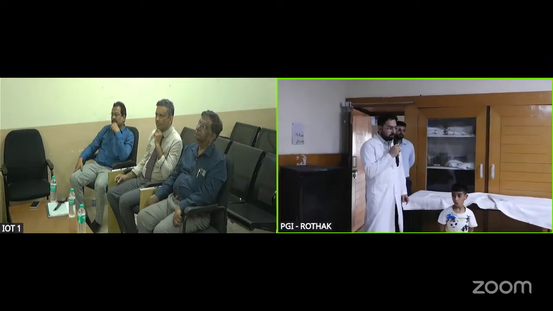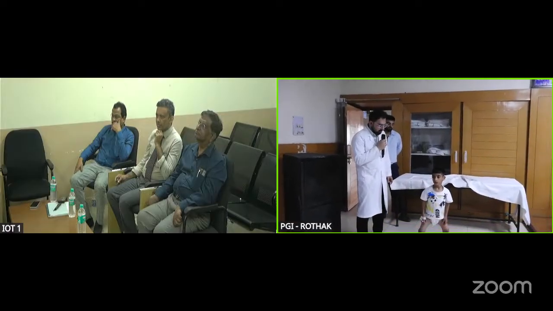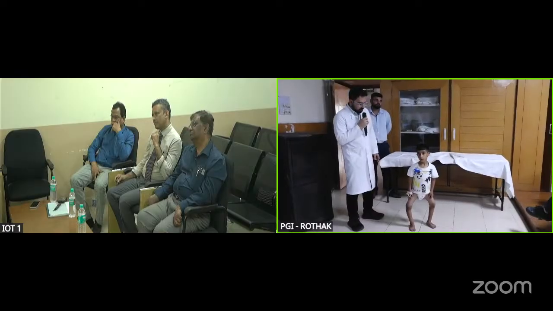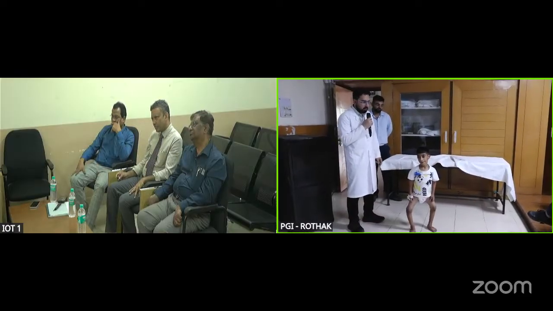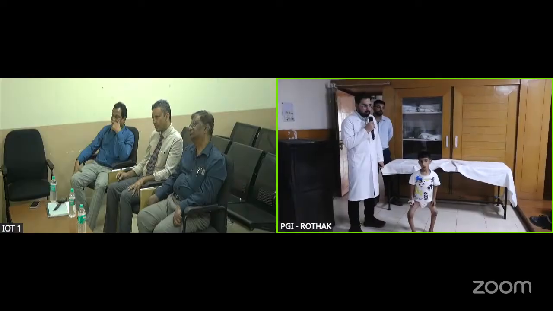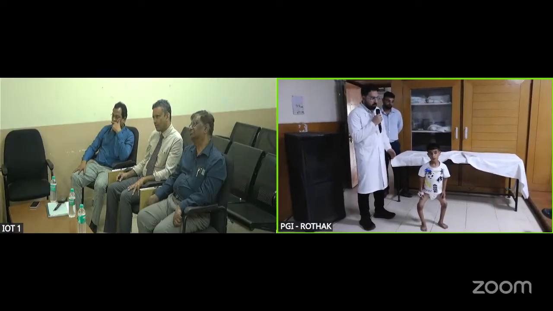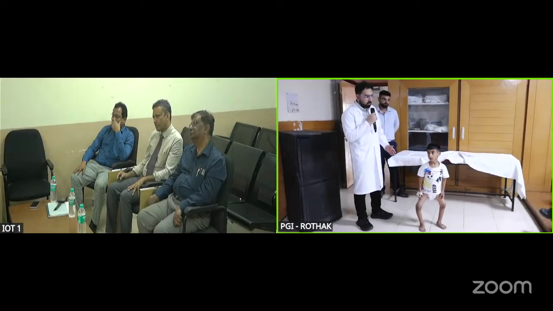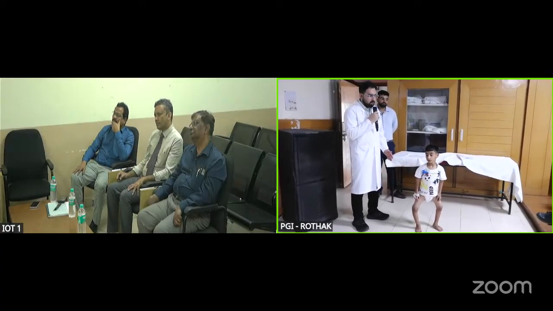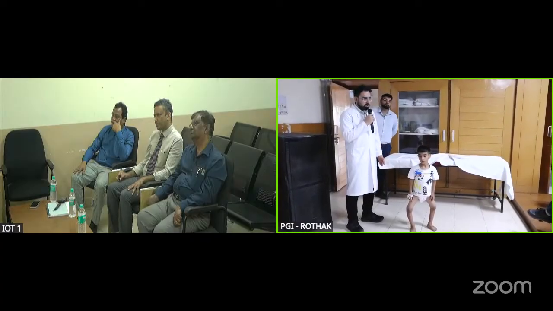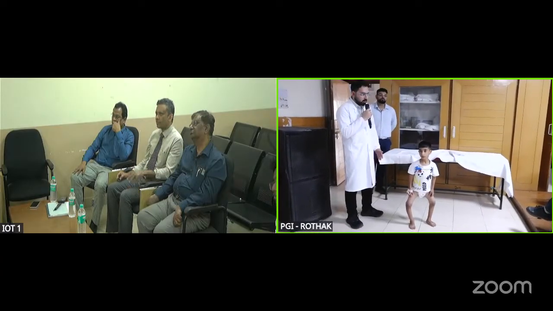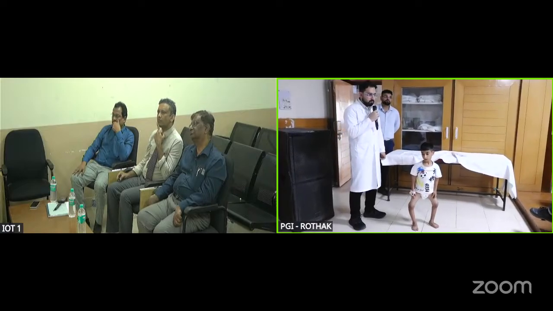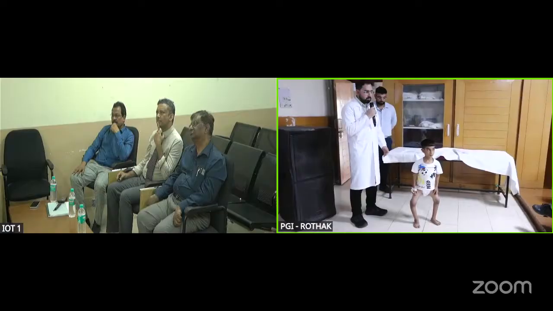On general examination, the patient appears disproportionately short-statured with the hands coming to the proximal thighs. Why are you telling it is disproportionately short? Sir, the upper trunk seems significantly longer than the lower trunk. Normally, the hand should reach the mid-thigh level, but here it reaches only the proximal thigh.